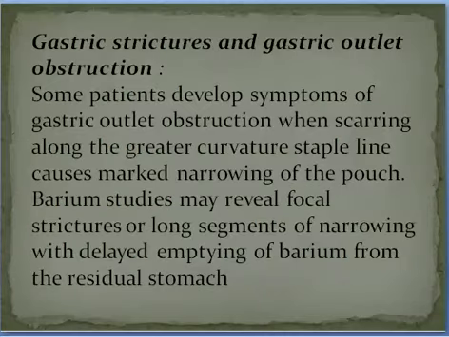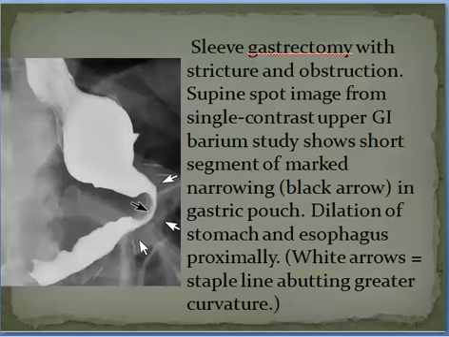Gastric strictures and gastric outlet obstruction. Some patients develop symptoms of gastric outlet obstruction when scarring along the greater curve staple line causes marked narrowing of the pouch. Barium study reveals focal strictures. Here is like that. This is a strictured segment, and distal to it the stomach above is definitely dilated.